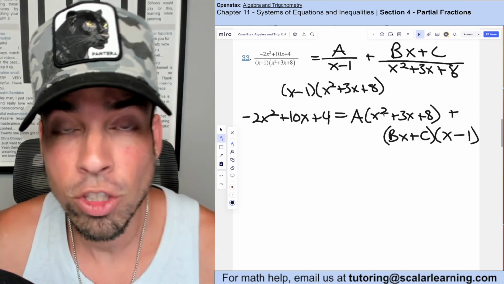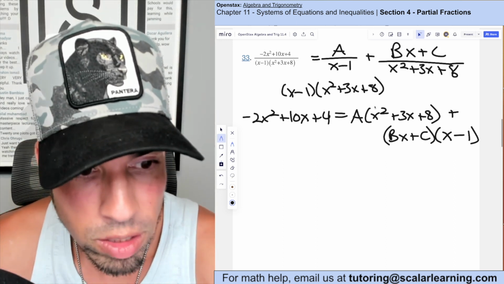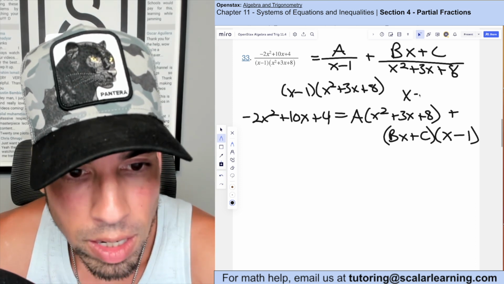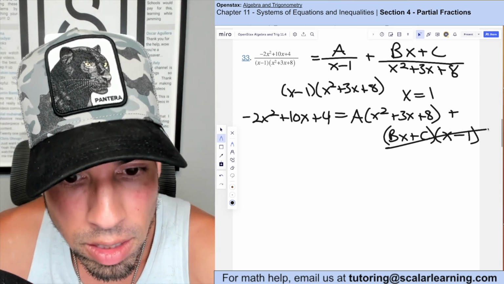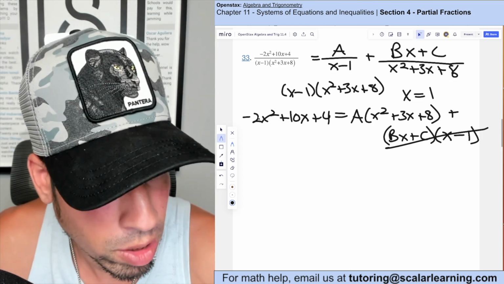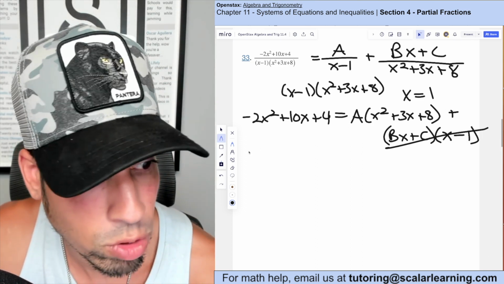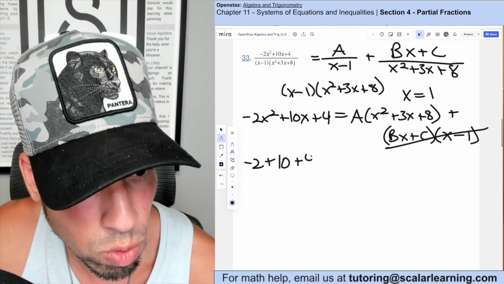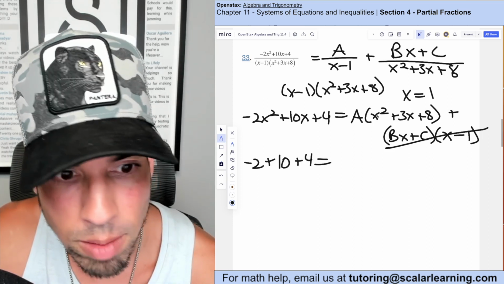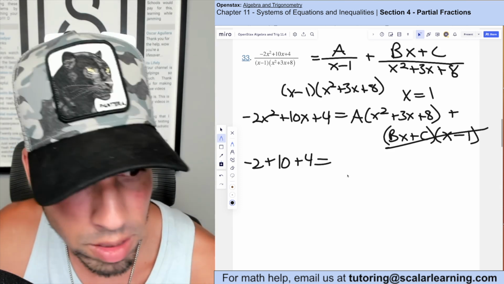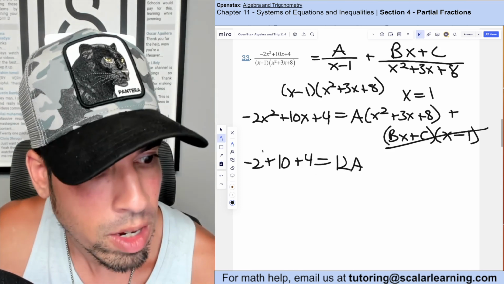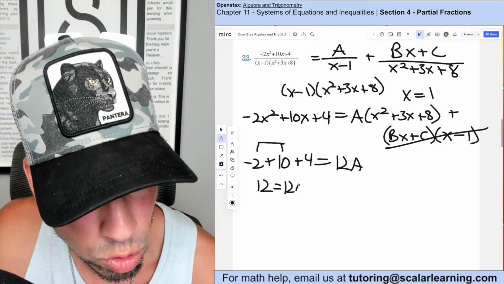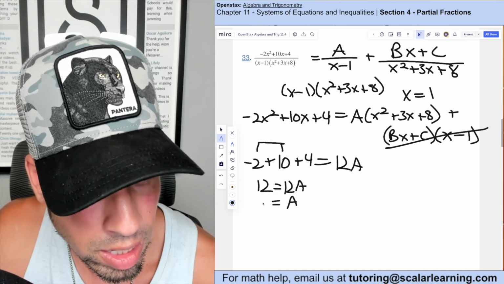All right, now we're going to choose some nice values of x to quickly solve for a. Well, if I choose 1, it's going to zero this out. That's great. So we got x is equal to 1, and goodbye. And then that means if I plug in 1 here on the left-hand side, I get negative 2 times 1 squared, which is negative 2, plus 10 times 1, which is 10, plus 4, is equal to a times 1 plus 3 plus 8, which is 12a. Now we add these together. That's going to be 8 plus 4 is 12. 12 equals 12a, which means a equals 1. Great.